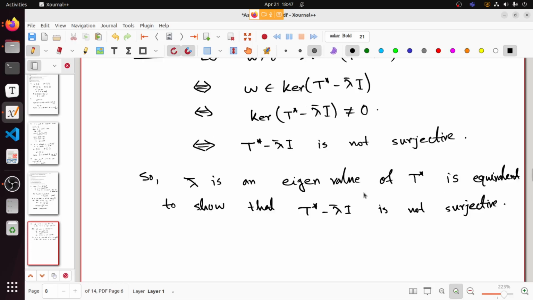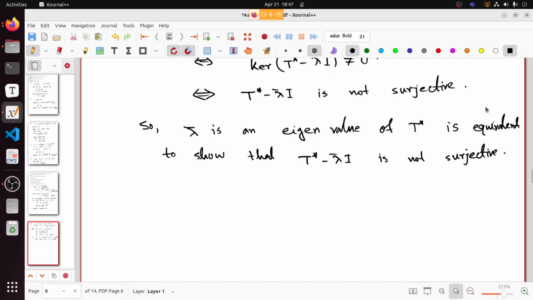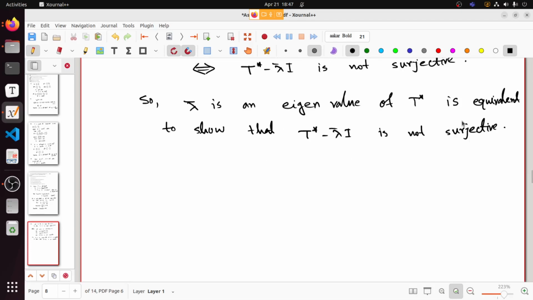So we will show that this is not surjective. So what happens if this is surjective? If we get a contradiction, then we will have shown that lambda bar is an eigenvalue of T star. So let's assume that T star minus lambda bar I is surjective.